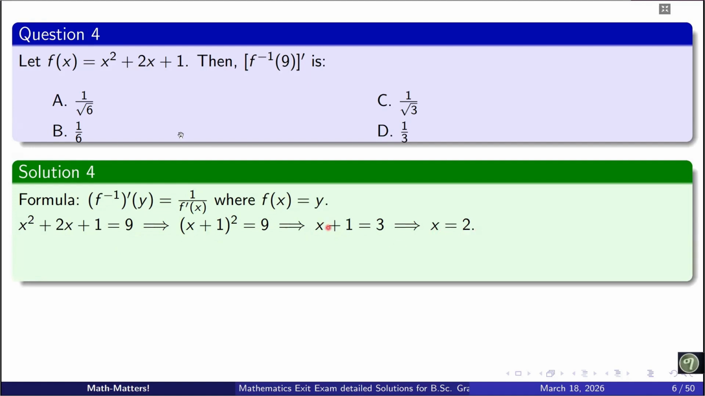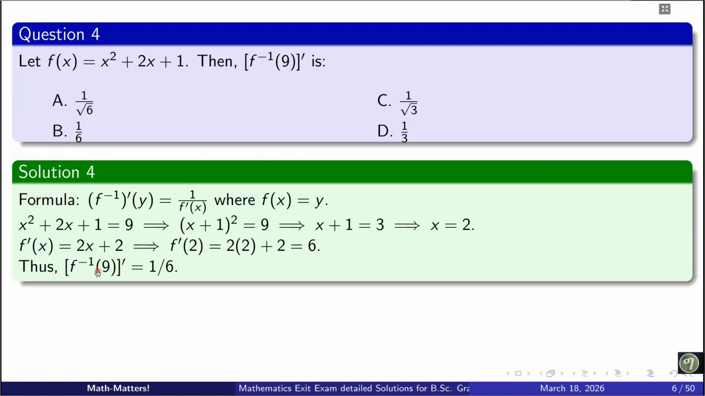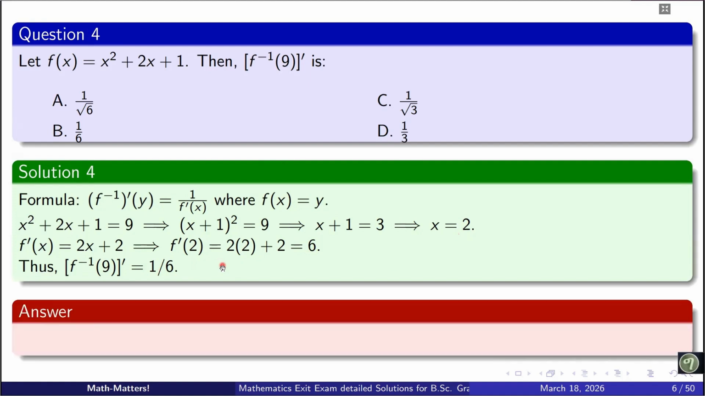That means when we substitute 2 in the place of x here, f of 2 is equal to 9. Therefore, if f of 2 is 9, then the derivative of f inverse at 9 is exactly equal to 1 over f derivative at 2. So if the derivative of f at x is 2 times x plus 1, this implies f derivative of 2 is 2 times 2 plus 2, which is 6. Therefore, the derivative of f inverse at 9 is equal to 1 over 6. That is 1 over f derivative of 2, because f of 2 is 9. Therefore, the exact answer for this one is B.